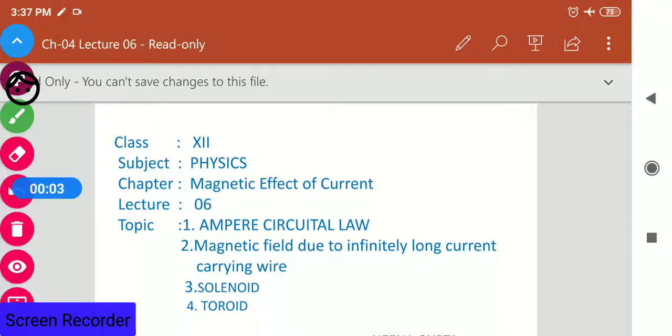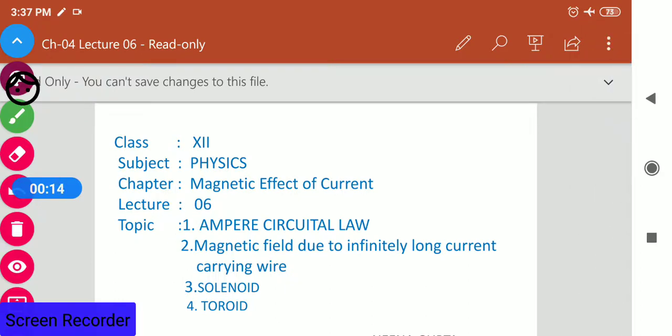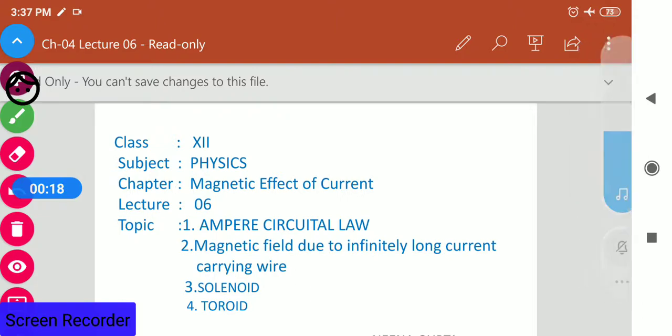Good morning. Today in lecture 6 of magnetic effect of current, I am going to cover the following points: Ampere Circuital Law, magnetic field due to an infinitely long current carrying wire, solenoid and toroid.